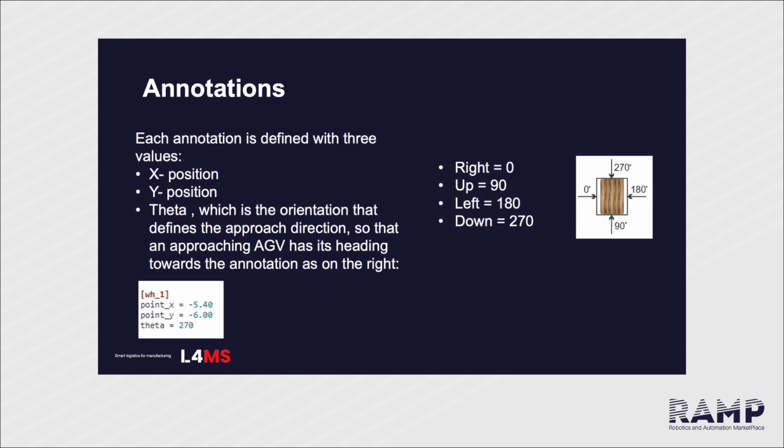Each annotation can be defined with 3 values: x position, y position, and theta, which is the orientation that defines the approach direction, so that an approaching AGV has its heading towards the annotation, as you can see on the right side of the image. On the bottom left of this image, you can see a coding example. Pallet WH_1, situated in the location x minus 5.4 and y minus 6.0, which is being approached by an AGV from up to down direction.